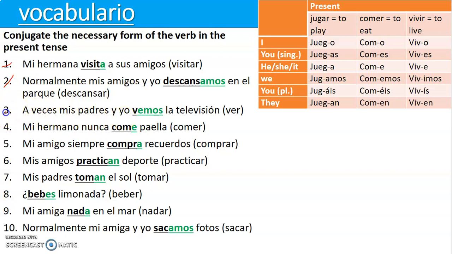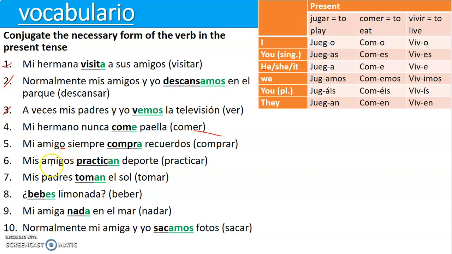Sometimes, I will do this one together, vemos. Mi hermano nunca come paella. So comer is an ER verb, so you need this column here. And it's my brother, so that's a he. So it's this come. Mi amigo siempre compra recuerdos. So my friend always buys souvenirs. Again, it's my friend. It's with an O ending, so it's a friend who happens to be a boy. So it's going to be this ending here.